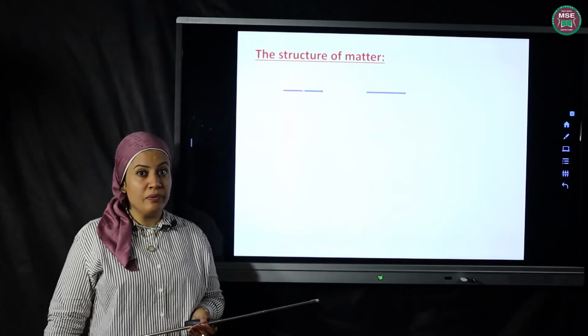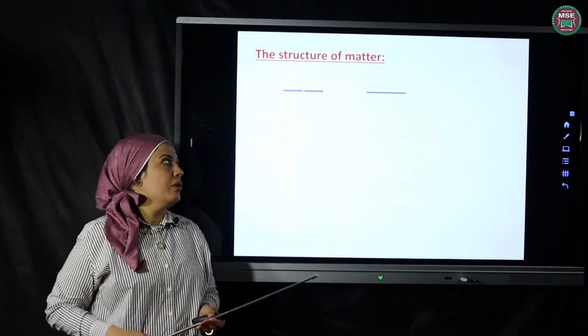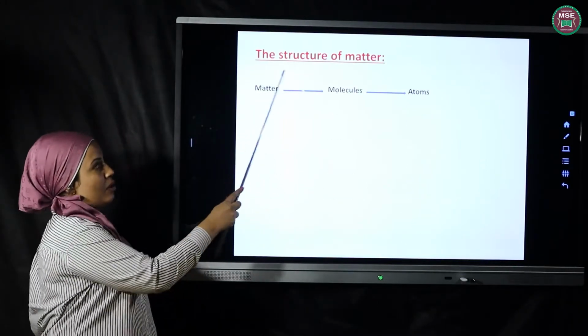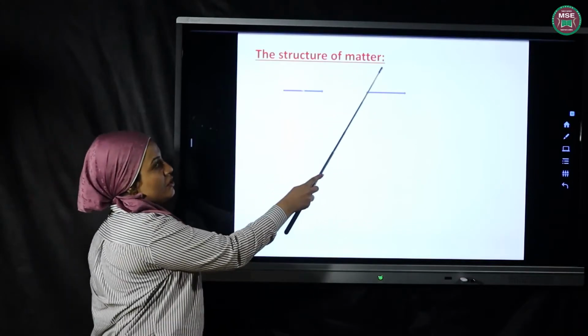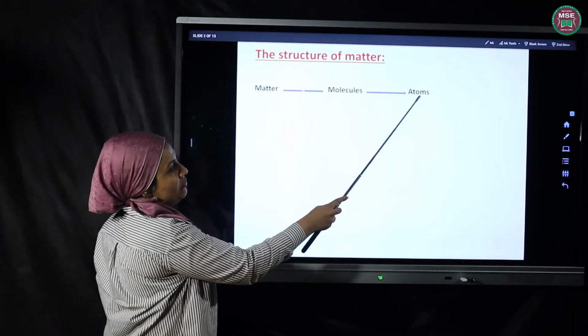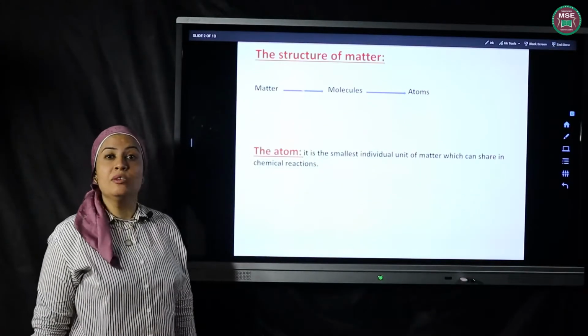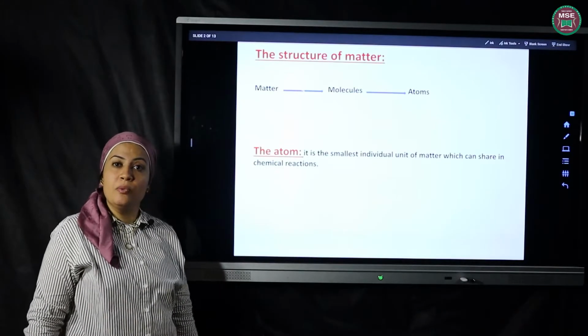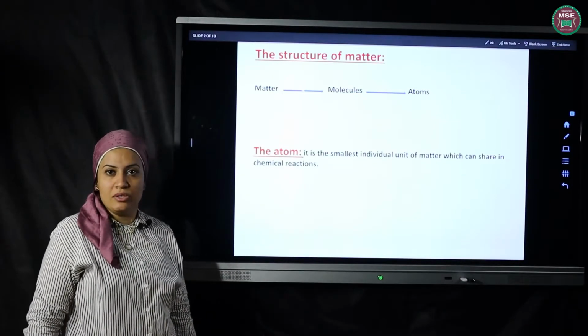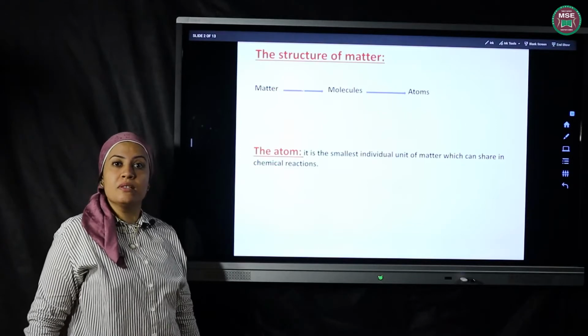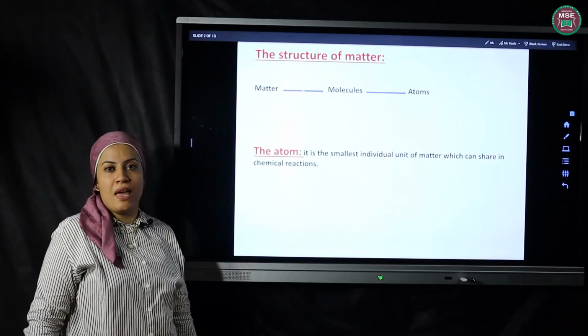Molecules consist of atoms, which means that matter consists of molecules and the molecules consist of atoms. What is the meaning of atom? Atom is the smallest building unit of matter which can share in the chemical reaction. And in our session we will study the structure of the atom.